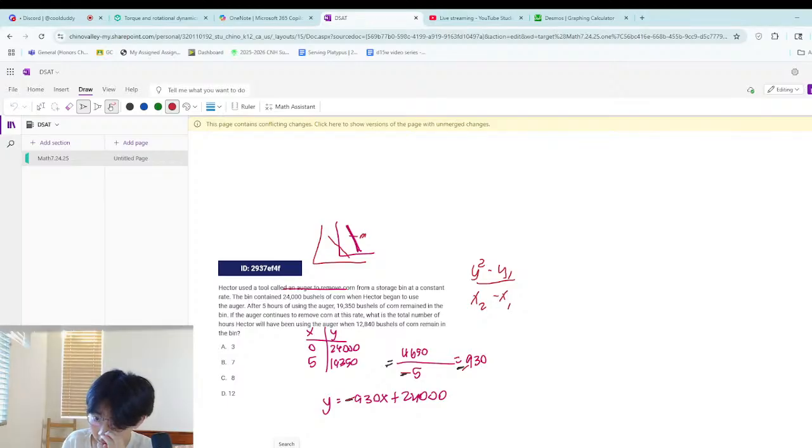Okay, so here we go. We know that we want 12,840 bushels remaining, so it would just be this plus 24,000. And we can subtract that.